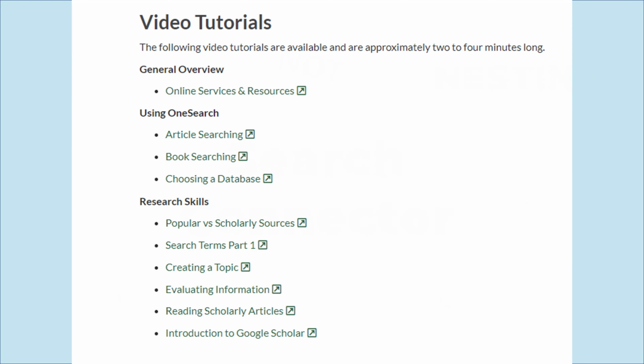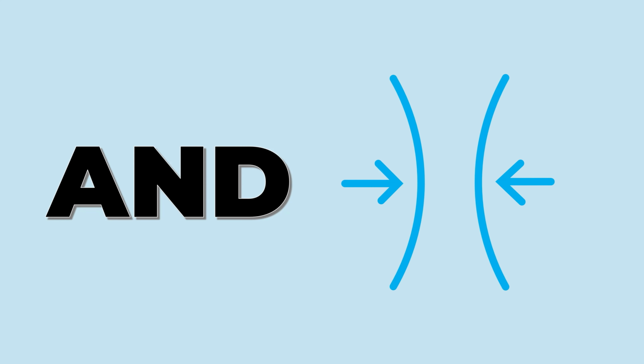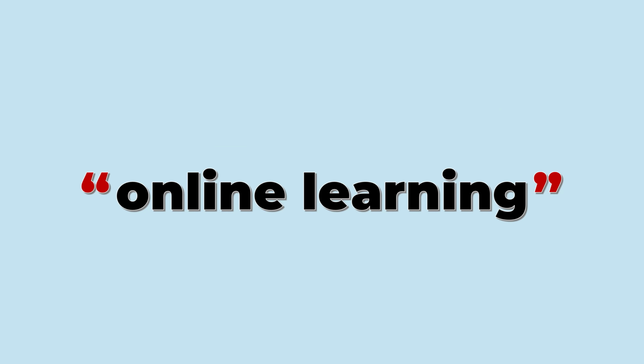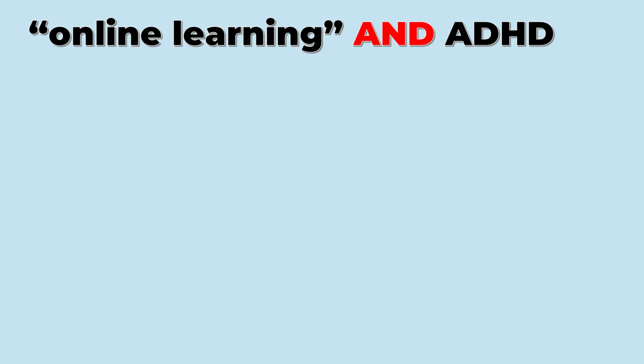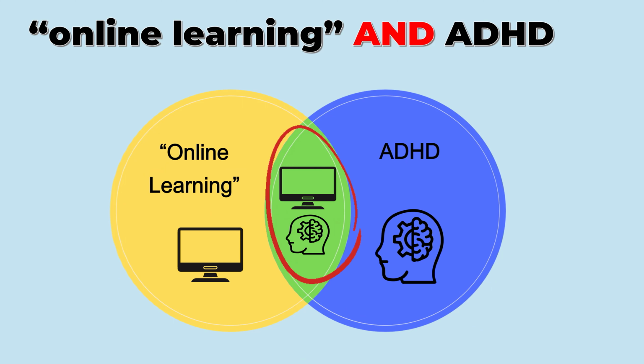As you previously learned in the Search Terms Part 1 tutorial, AND narrows your results by telling the database that all the search terms must be present in the results. Phrase searching, or using quotation marks, is used when you have two or more words or a phrase that needs to be searched as one word. In this example, we are searching "online learning". We can then add AND ADHD to make a search for "online learning" AND ADHD.